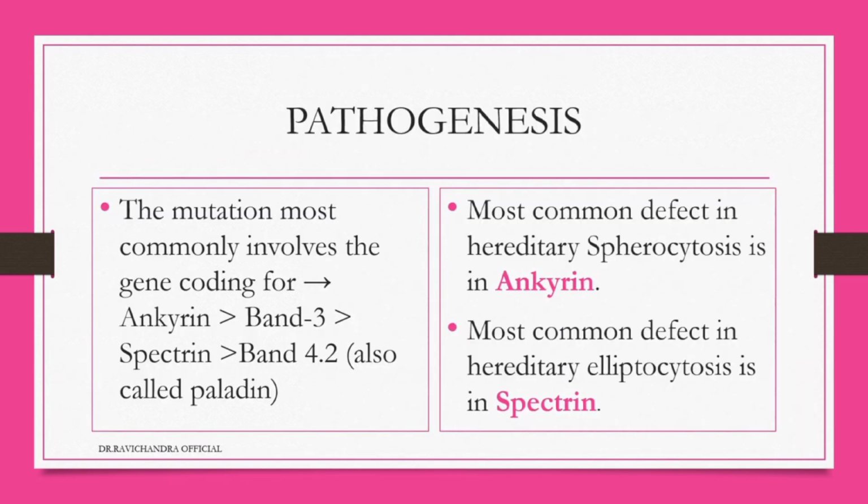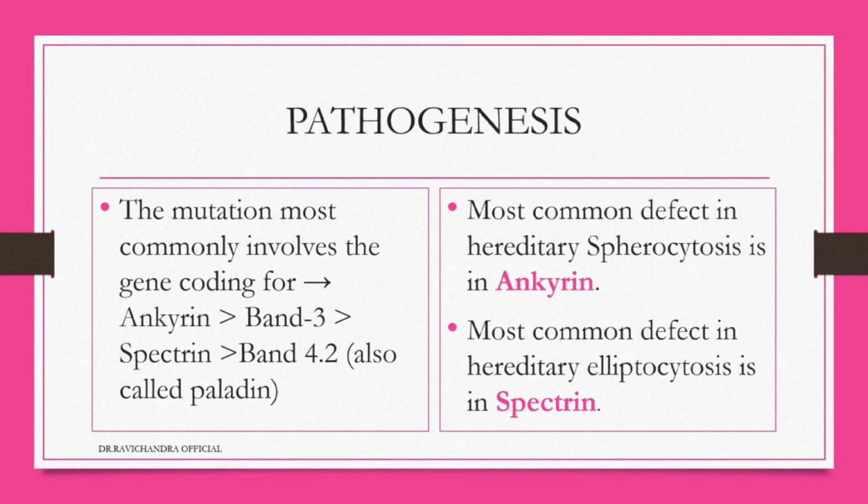So, pathogenesis. The mutation most commonly involves the gene coding for ankyrin, then band 3, then spectrin, then band 4.2. Band 4.2 is also called pallidin. The most common defect in hereditary spherocytosis is ankyrin, and the most common defect in hereditary elliptocytosis is spectrin.